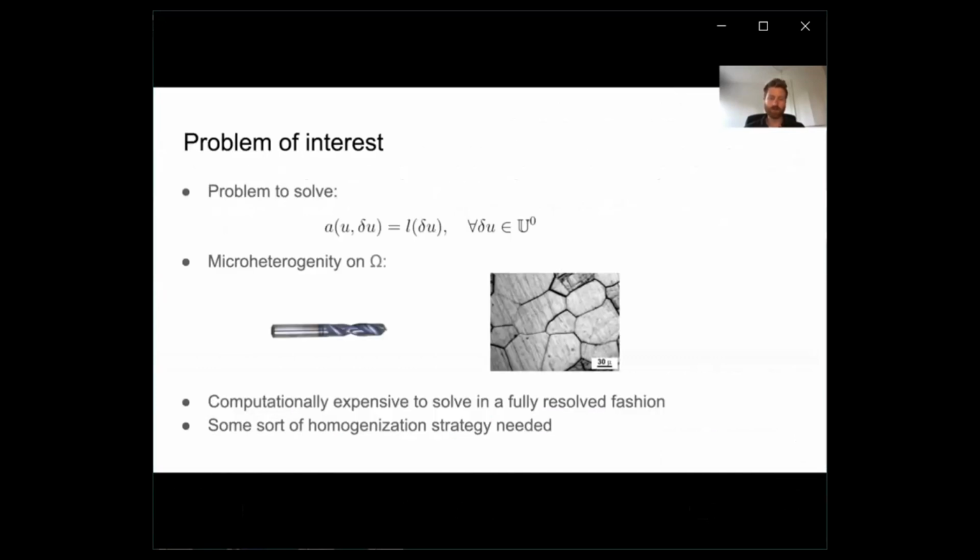So first I want to say what problem we want to solve. We want to solve some PDE on a domain which includes micro-heterogeneities. So if we zoom in, we can see we have a lot of heterogeneities here and it will be computationally expensive to solve this in a fully resolved fashion. So we want to use some sort of homogenization strategy.